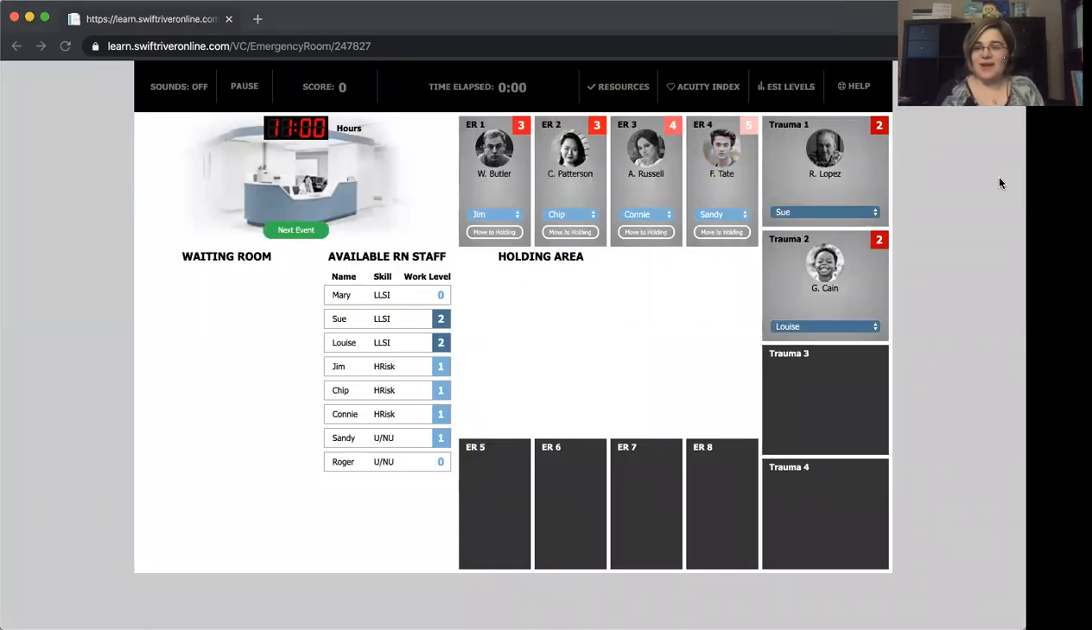Your patients are always random, but you always start out with some patients already in the ER, and those are the patients you see in the rooms here. Keep in mind, your nurses can only take care of certain patients. So your first 3 nurses, Mary, Sue, and Louise, you see they have LLSI, Life Limb Saving Interventions. These are your best nurses out there. They can take care of anyone, acuity level 1 all the way through acuity level 5. They are the best. Save them for your most acute patients.